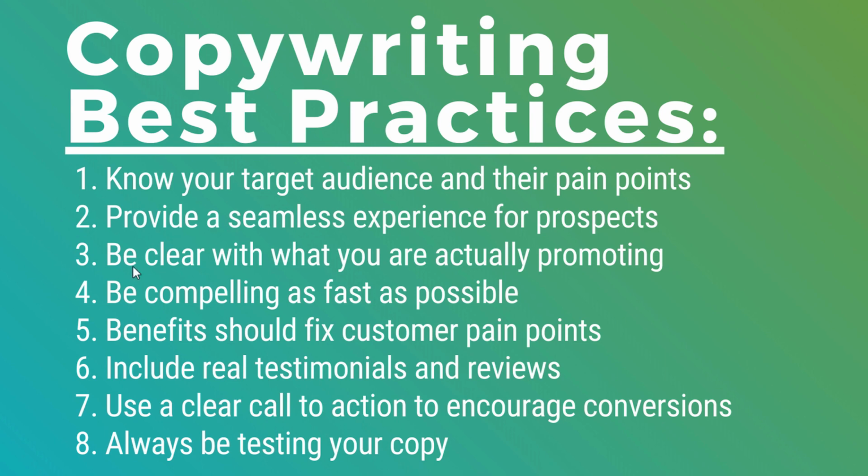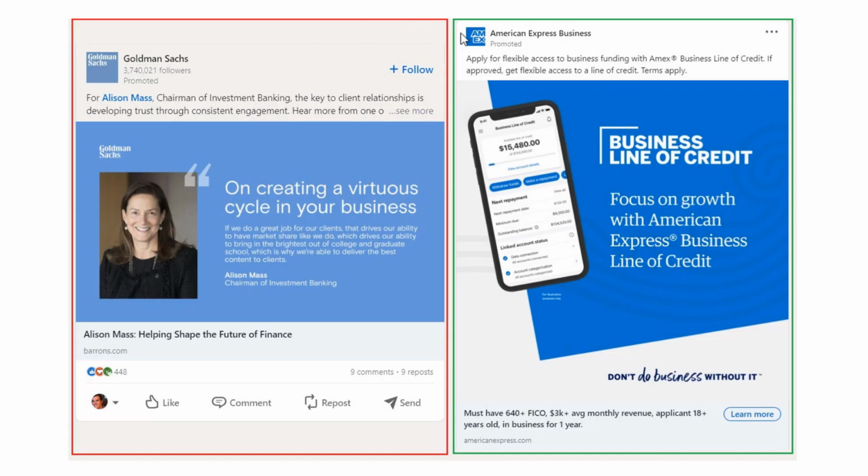Number 3, and this is one of my favorite ones to go over, is just be clear as possible with what you're actually promoting. Number 4, kind of going along with number 3, is be compelling as fast as possible. So if I give you a couple different example LinkedIn ads here. So the first one is Goldman Sachs.